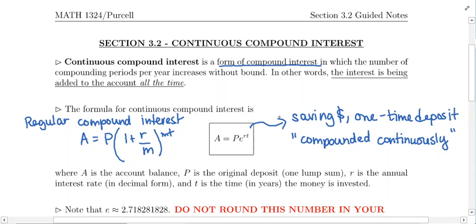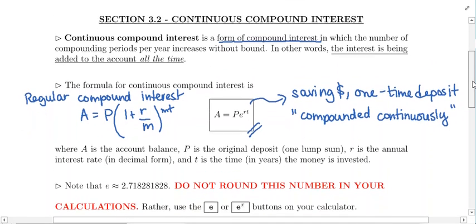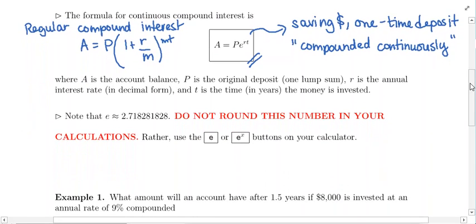The other thing we need to talk about with the PERT formula is this e thing. e is not a variable. It is a number. If you scroll down a little further, right here, e is this number. Hopefully you've heard of the number pi before. Pi is a decimal. It does not repeat. It does not stop. It is approximately 3.14.